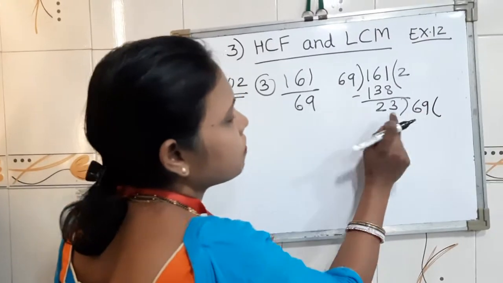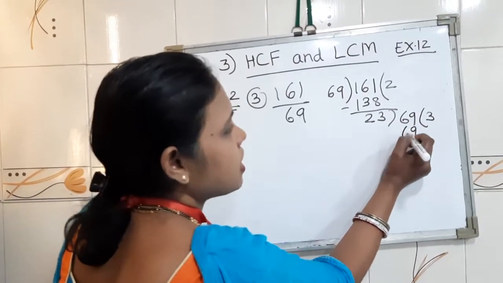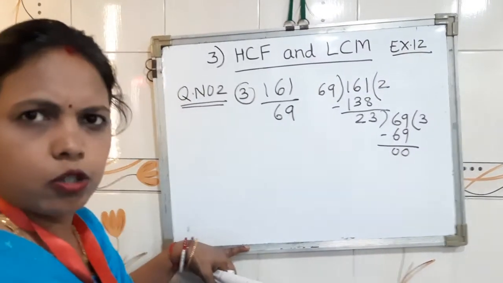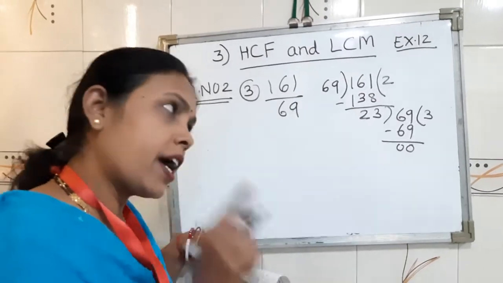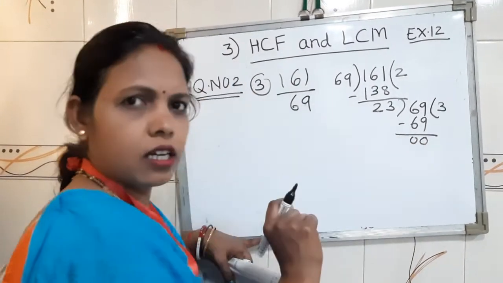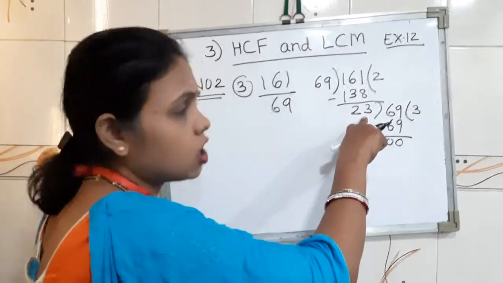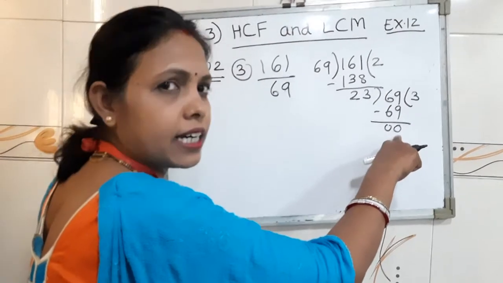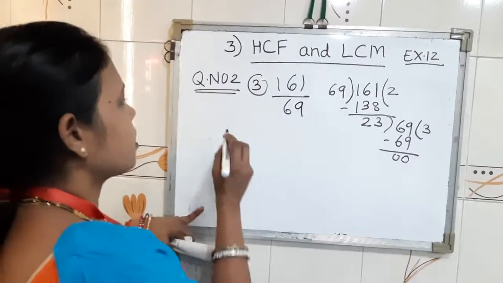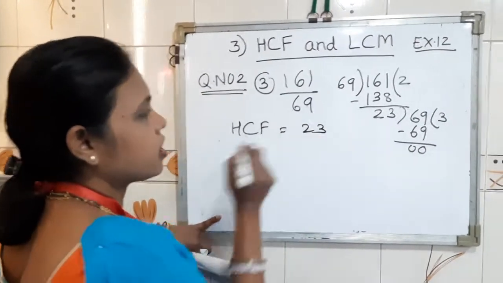69. Here we will get 23 3 ja 69. Then here you got remainder 0. What I told, when you will get remainder 0, you should stop there. And by which divisor you are getting your remainder 0, that divisor is the HCF for this number. Therefore, here HCF will be 23.